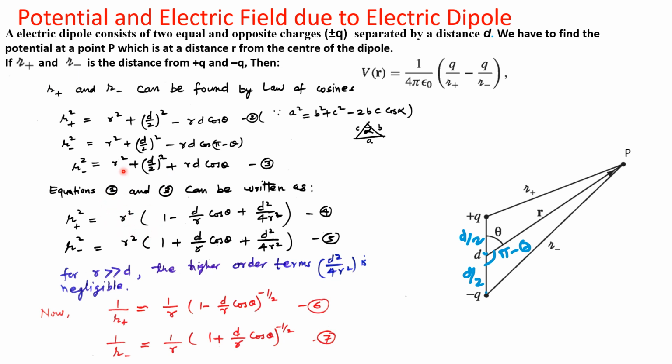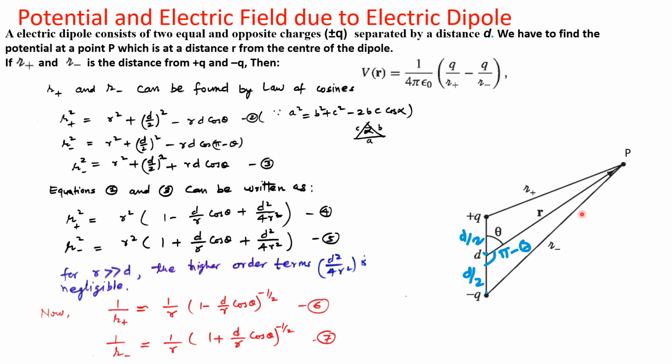So a little bit we will rearrange these terms. Take the r square common in equations 2 and 3. r plus square equal to r square into 1 minus d by r cos theta plus d square by 4 r square, equation number 4, and r negative square equal to r square common into 1 plus d by r cos theta plus d square by 4 r square. This is equation number 5.